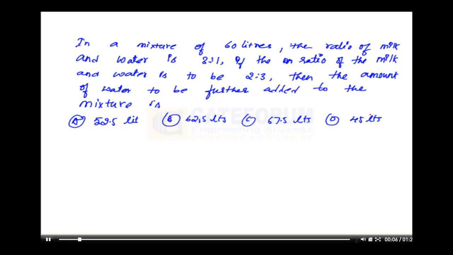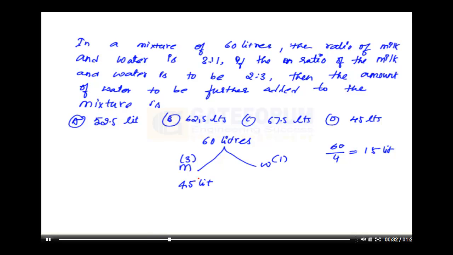If the ratio of the milk and water is to be 2:3, then the amount of water to be further added to the mixture is. So it is given that there is a mixture of 60 liters in which we have milk and water, which are in the ratio of 3:1. So 3 parts of milk and 1 part of water. So if we divide this 60 liters into 4 parts, each part will be 15 liters. So if it is 3 parts, then milk will be 45 liters.